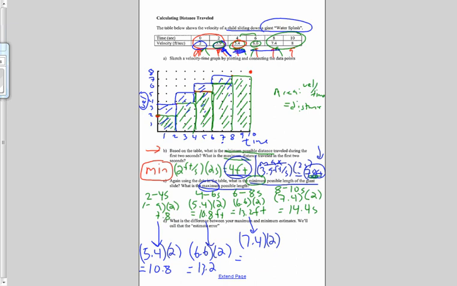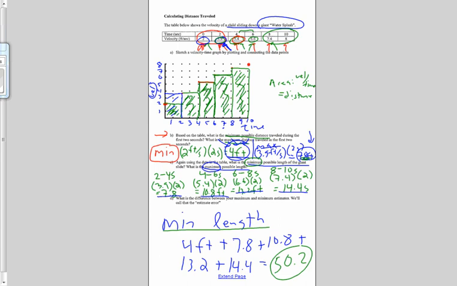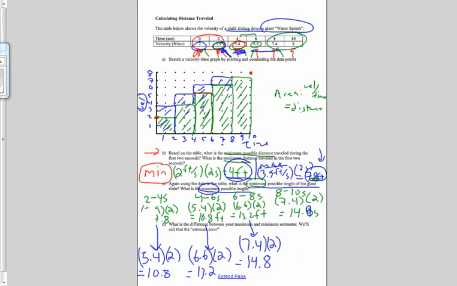So 14.8. Oh, noticing that I made an error in the last one. This should have been 14.8. Going backwards, this should have been 14.8, which makes that 50.6. Okay, so always good to catch your work, and everyone makes mistakes.